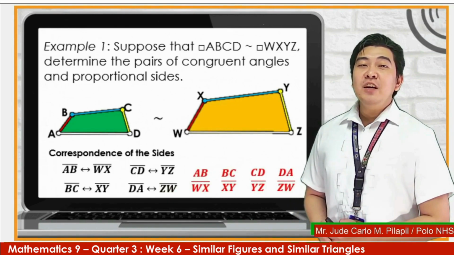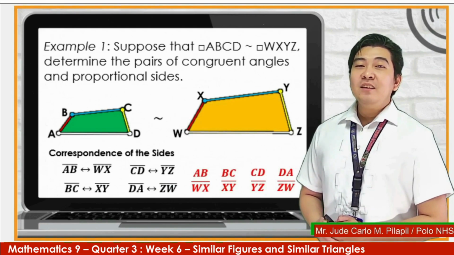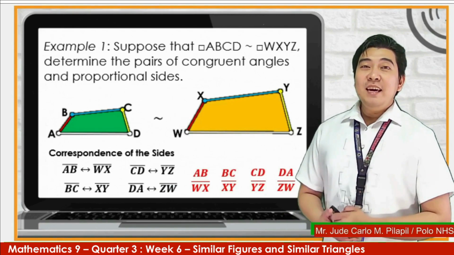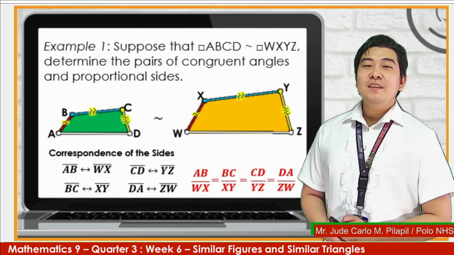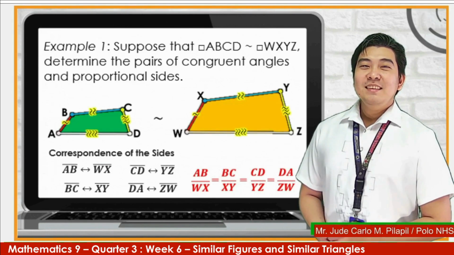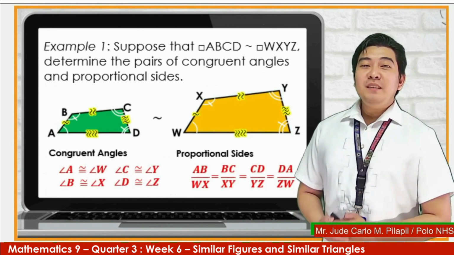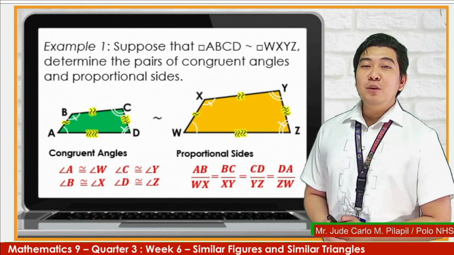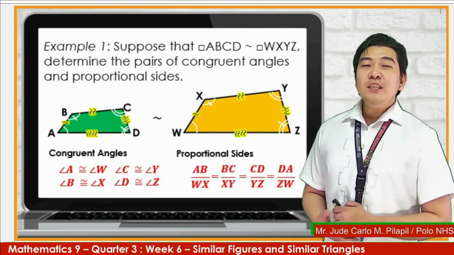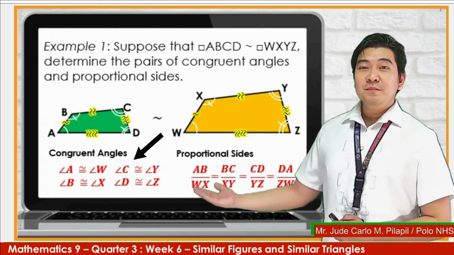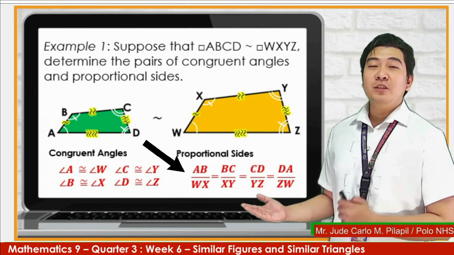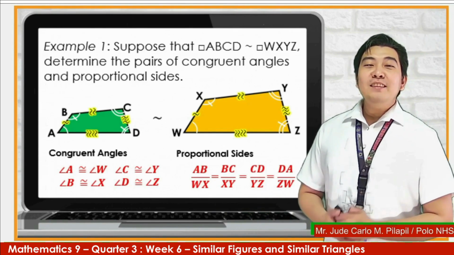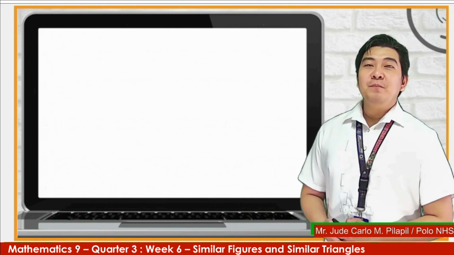Based on the definition of similar figures, the sides are proportional. So we can say that the ratios are all equal. Since quadrilateral ABCD is similar to quadrilateral WXYZ, the following corresponding angles are congruent. And the ratios of the sides form a proportion. Let us now proceed to another example.